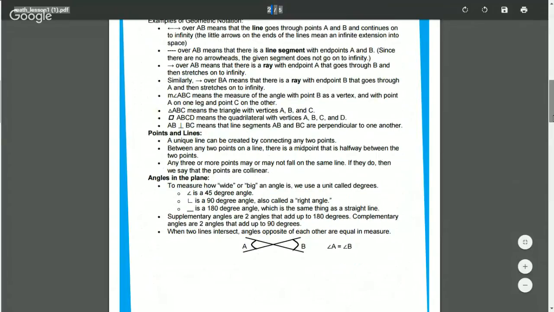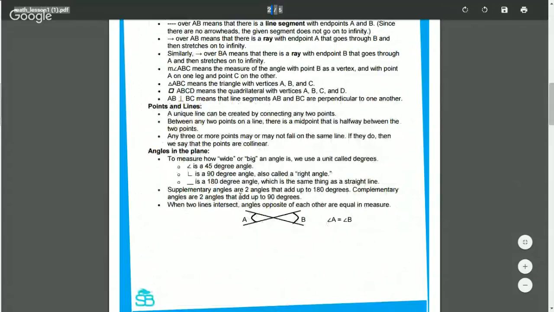Some rules that are very important to know are that vertical angles are equal to each other because they're opposite, supplementary angles sum to 180, and complementary angles sum to 90.